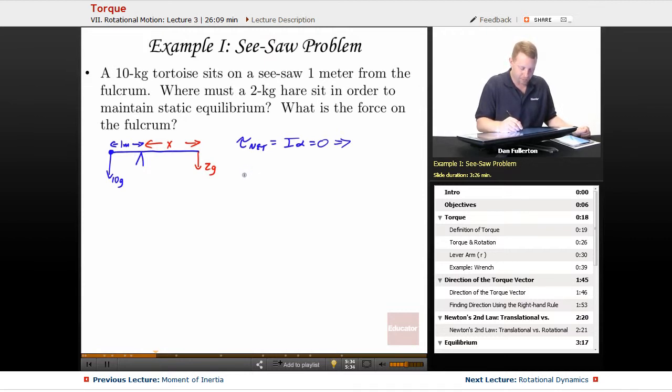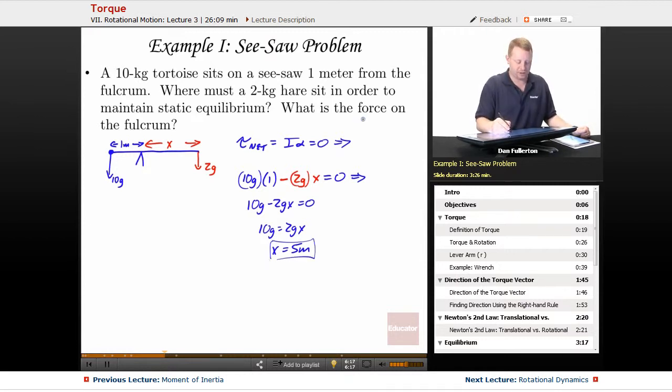So that's going to be, from our tortoise, the force 10g times the distance at which it acts, 1 meter, and it's perpendicular, so we don't have to worry about that angle component. And then due to our hare, we have a clockwise torque, so that will be negative, so minus the force 2g times the distance from our center of rotation, x. And all of that has to equal 0. So then I have 10g minus 2gx equals 0, or 10g equals 2gx, so x must equal 5 meters.